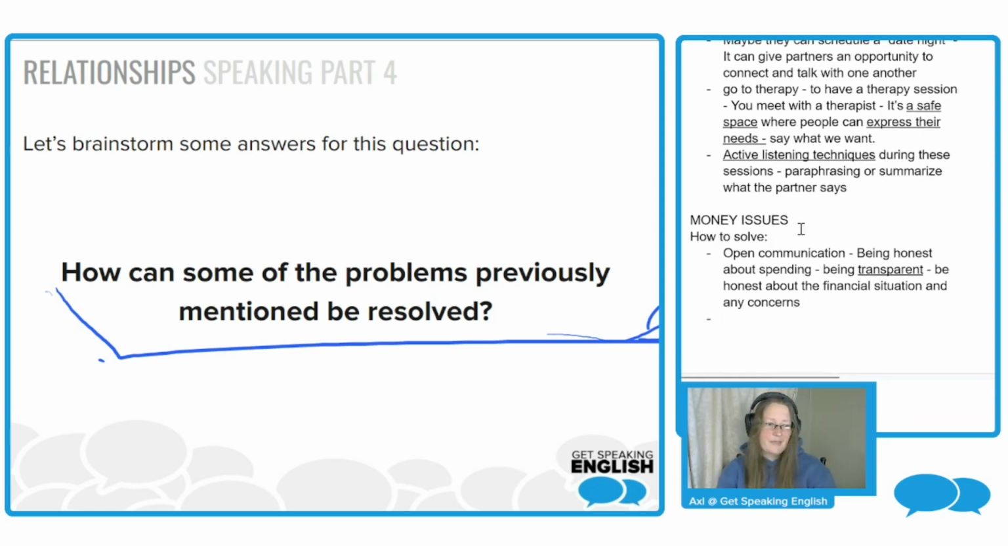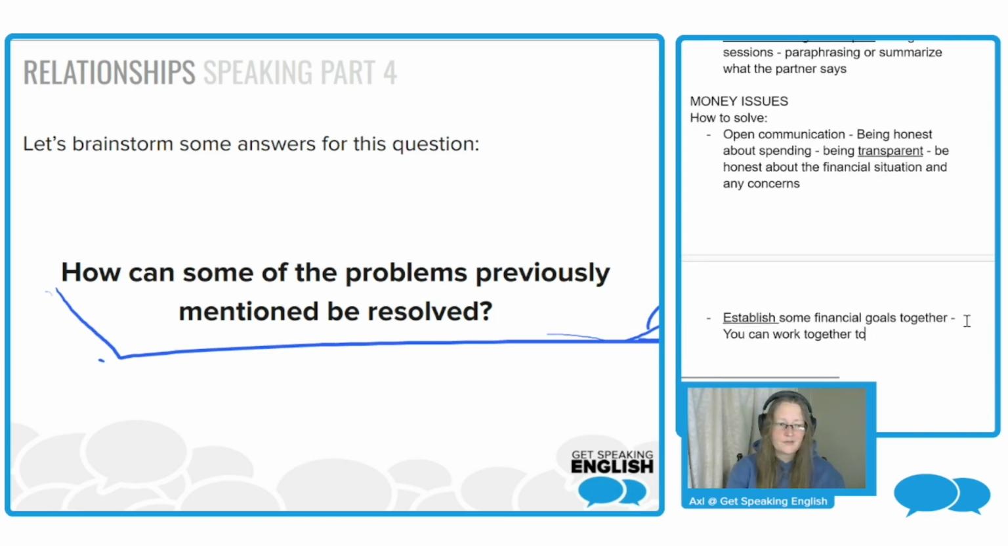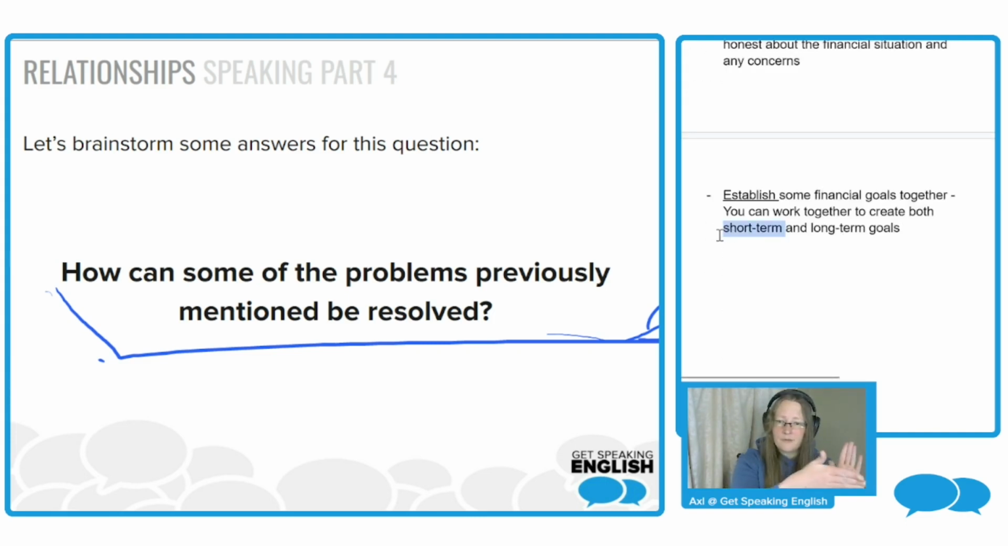Also, too, right? You could spend time, you could establish some financial goals together. So here, and establish, just another sort of a fancier way to say to create some goals, right? But you outline the goals, you decide them, so you can establish those goals together, so you could work together to create maybe both short-term and long-term goals, right? So anything short-term within the immediate future, long-term, talking maybe years into the future, right? They're both very valid. They're both very important when it comes to talking about money and those kind of goals, right?